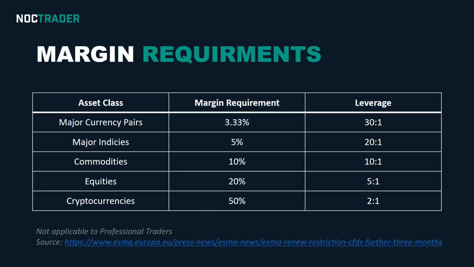So in the previous slide, I said that the FTSE 100 had a 5% margin requirement. Now that number wasn't plucked out of the air. There are specific levels of margin requirement that are set for different asset classes by the ESMA regulation.